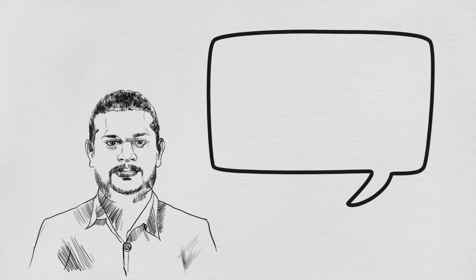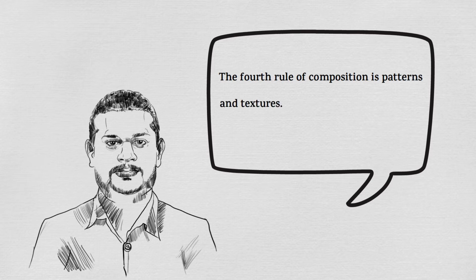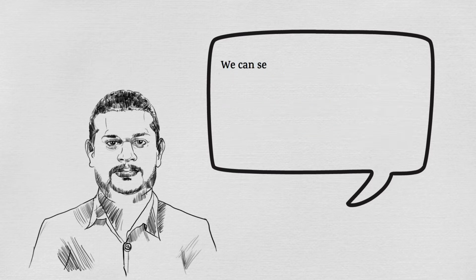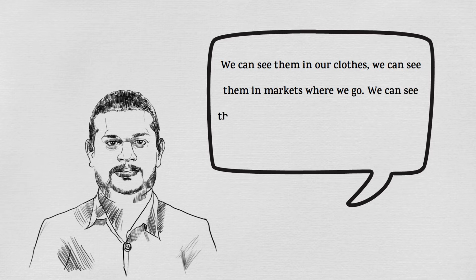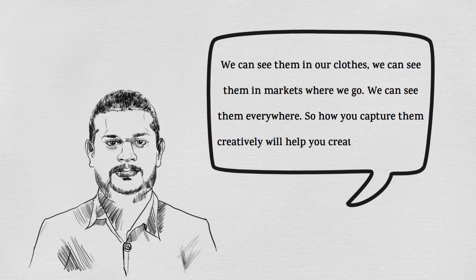Let's go over to Mr. Saravanan Janakarajan as he further explains about these. The fourth rule of composition is patterns and textures. Patterns are something which we can see in every aspect of our life. We can see them in our clothes, we can see them in markets where we go. We can see them everywhere. So how you capture them creatively will help you create good pictures.